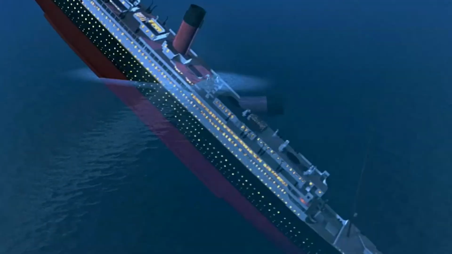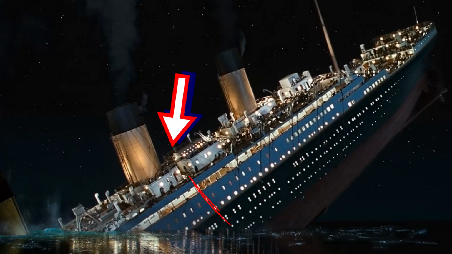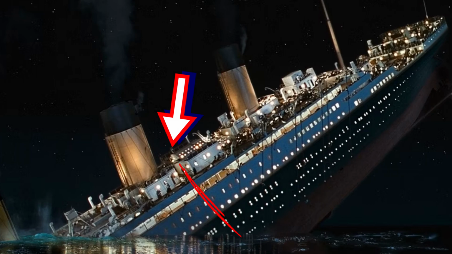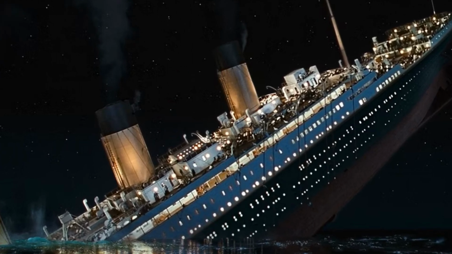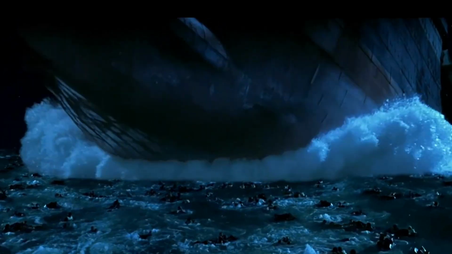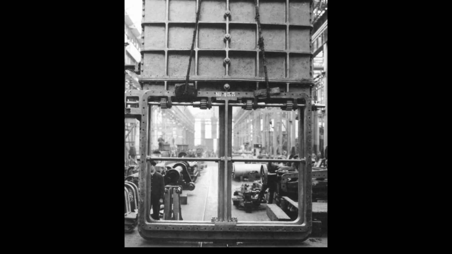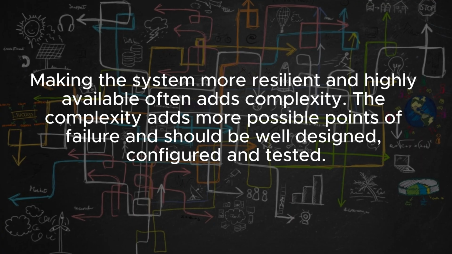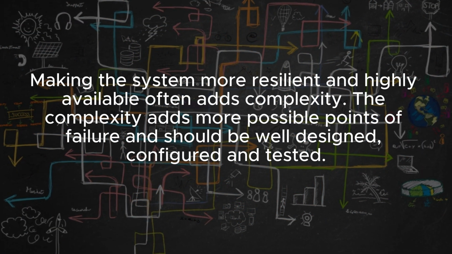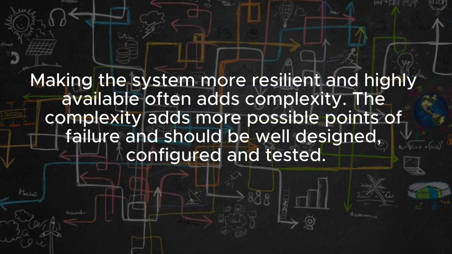The ship pitched forward under the weight of the water in the bow. This caused extensive pressure on the hull structure as the front was underwater and the bottom was in the air. Effectively, the ship was broken in two, which contributed to the faster sinking. Keeping the watertight compartments open could have granted some more valuable time. Making the system more resilient and highly available often adds complexity. The complexity adds more possible points of failure and should be well designed, configured, and tested.